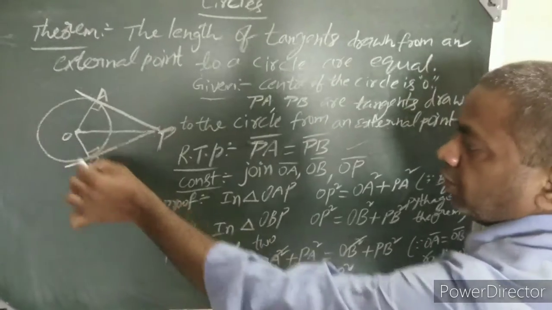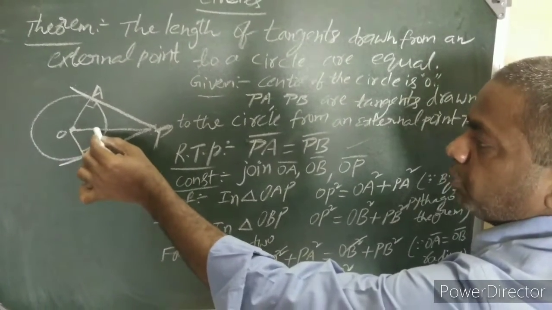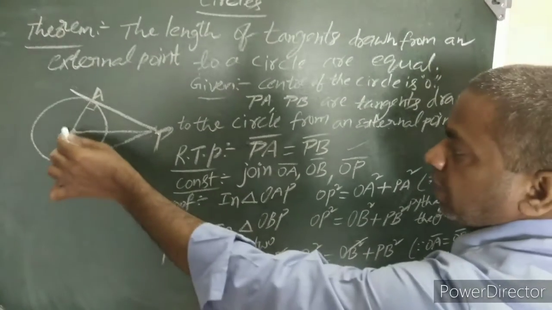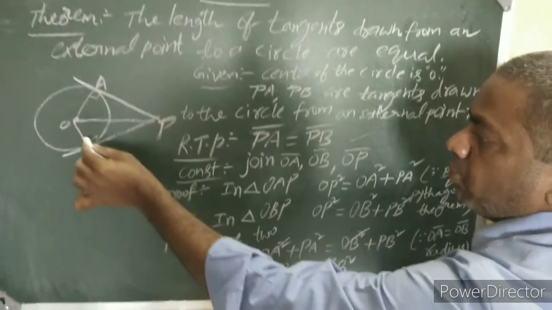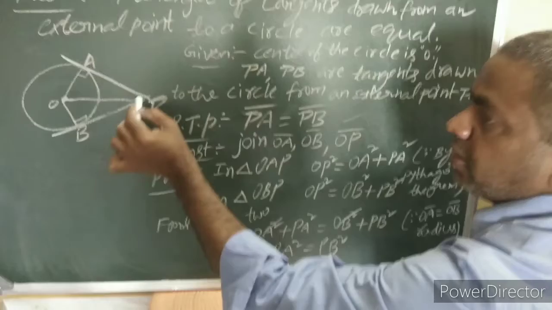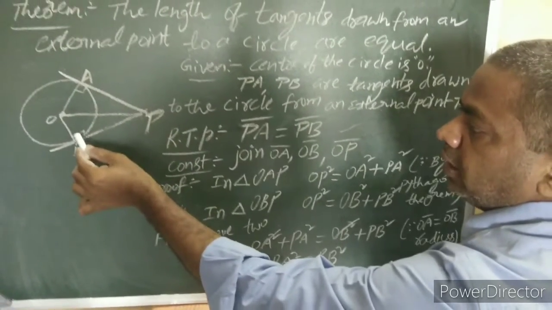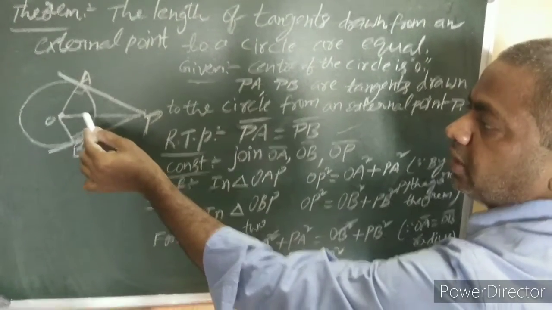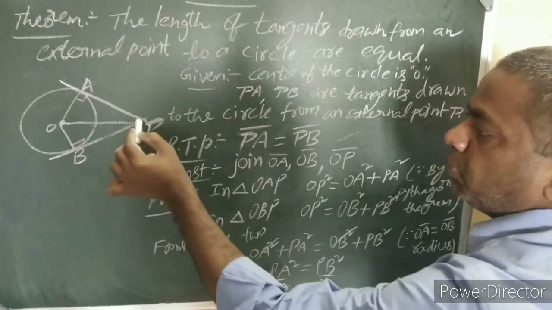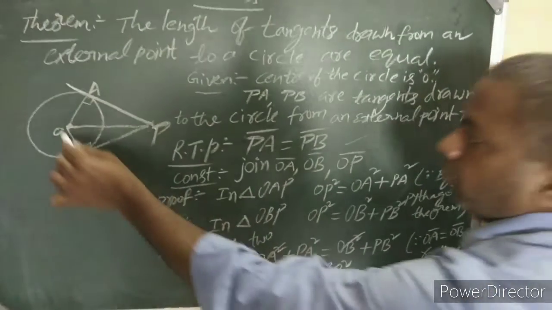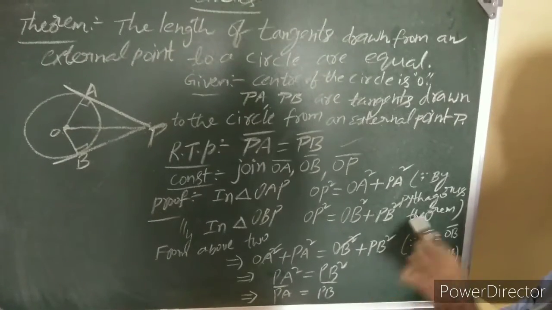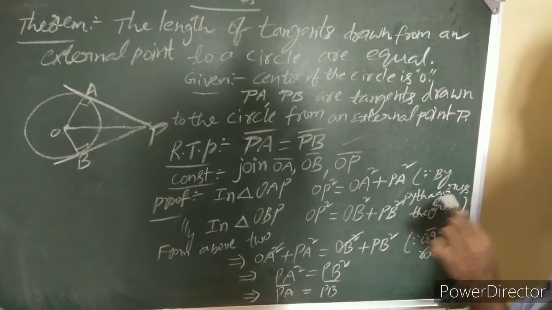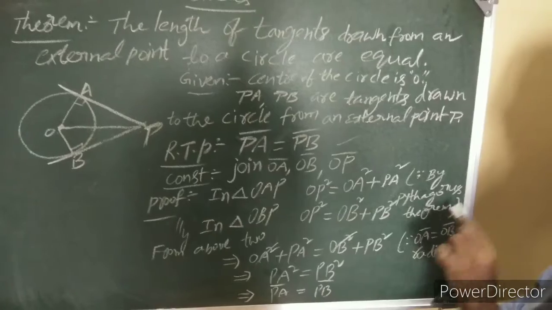Similarly, for the down triangle also OP is the hypotenuse. What is the triangle name? Down triangle name? Triangle OBP. In triangle OBP, angle OBP is how much? 90 degrees. The side opposite 90 degrees is OP. That's why again we write OP square is equal to OB square plus PB square. This is also written by the statement of the Pythagoras theorem.